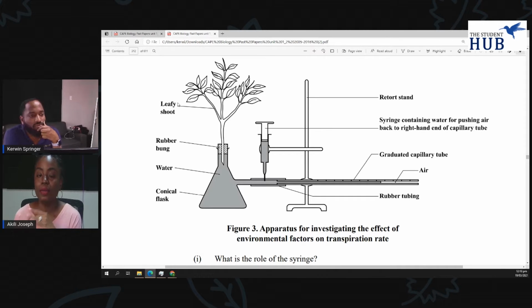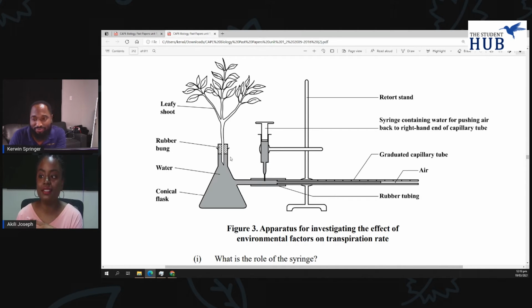So basically I'm going to tell you what you needed to do, but this is something that you would have had to kind of think about in the exam for yourself. In order to use this setup to investigate stomata distribution, you want to set up this exact apparatus twice, right?